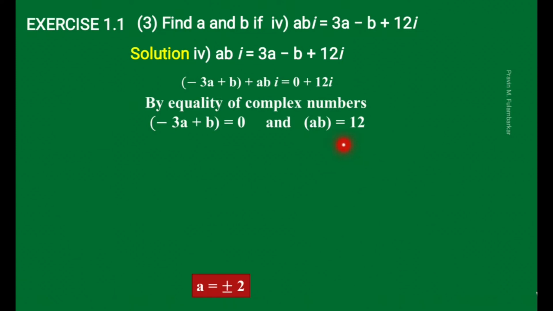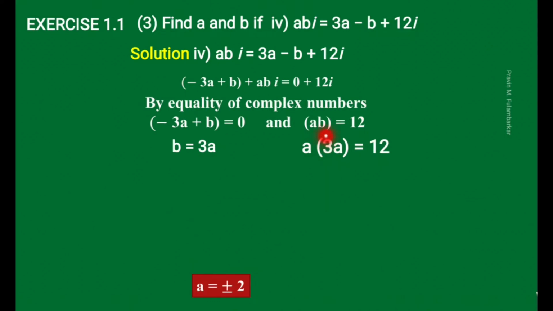So here second value is ab in product form. So from first equation we can replace the value of a in terms of b or value of b in terms of a in this second equation. So we substitute the value of b in terms of a. So transfer this minus 3a to right hand side, we get b equals to 3a. Now substitute the value of b as 3a.